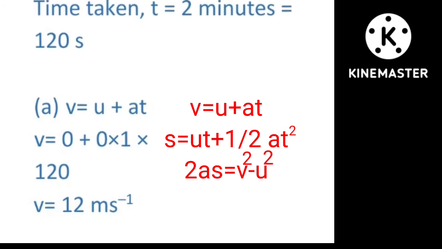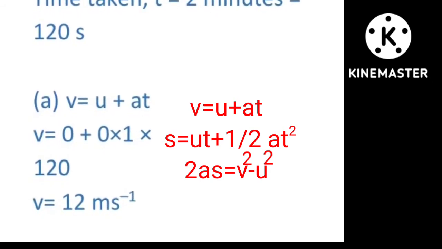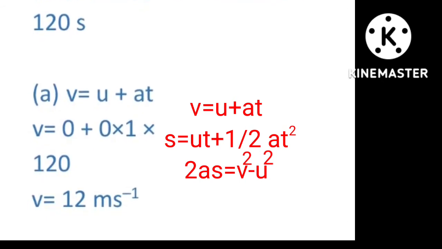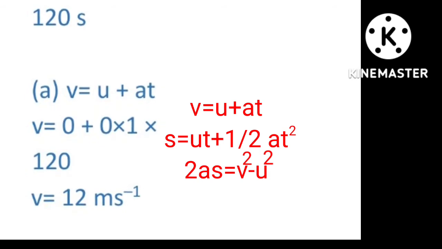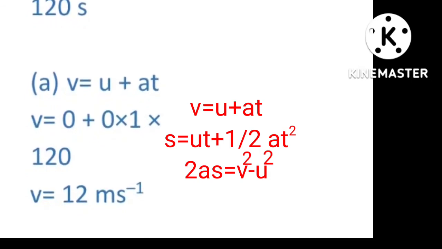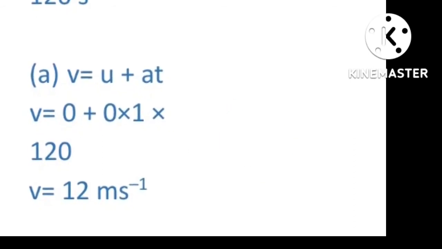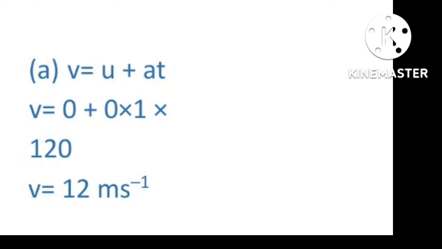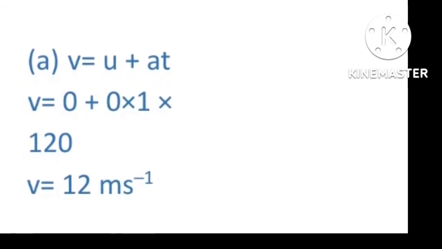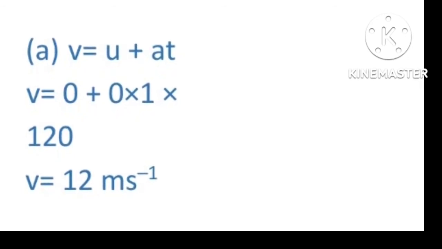Which equation will be better to use? In the first equation, three quantities are given and we only have to calculate the fourth quantity. So we can use v equal to u plus at. That will be v equal to 0 plus 0.1 into 120, which is equal to 12 meter per second.